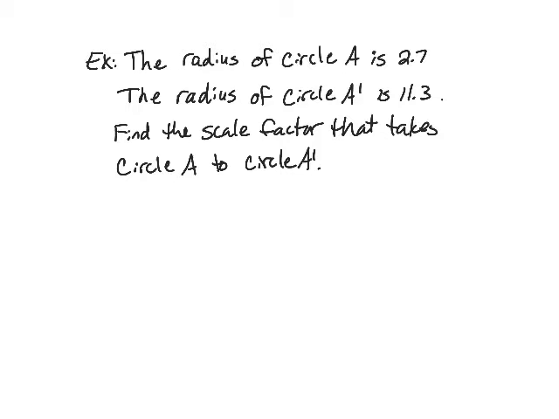So here's a verbal question. The radius of circle A is 2.7. The radius of circle A prime is 11.3. Again, find the scale factor that takes circle A to circle A prime. End over beginning. So all you have to do, don't make it complicated, the scale factor is going to be 11.3 over 2.7. And I don't know if that simplifies down. You'd have to check it with your calculator. And it really doesn't simplify. If you put it in the calculator, you get the fraction 113 over 27, which is the same as 11.3 over 2.7. So you really can't simplify that one.